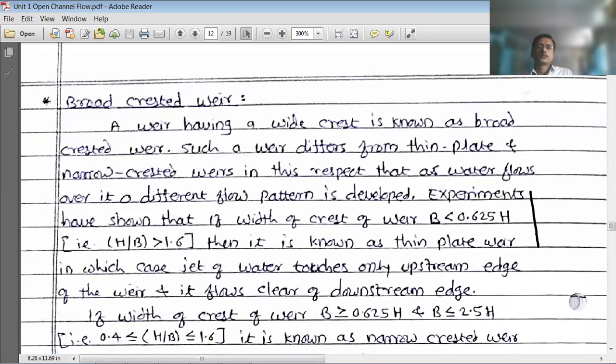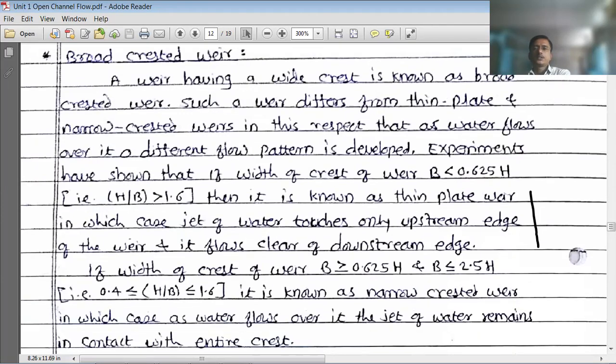Write the title: broad crested weir. First of all, the definition of broad crested weir. A weir having a wide crest is known as a broad crested weir. Okay. Now, what does thin plate or sharp crested weir mean? That ratio values we should know. So write down there.